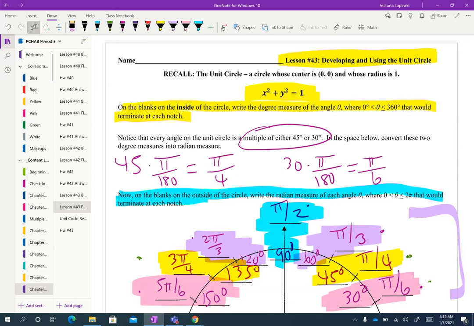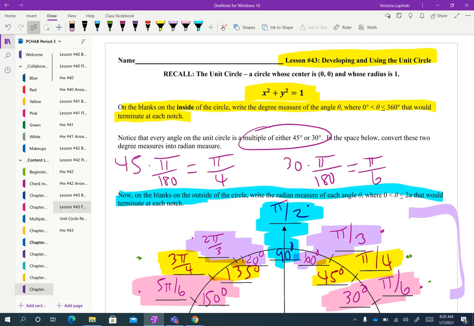All right, welcome everybody. Today we're going to do the second part of lesson number 43, which was all about developing and using the unit circle. Remember that last class we did the first 2 pages of notes live. I'm going to do a quick review of what we learned, and then we're going to work through the applications, after which you'll be totally prepared to go back and complete homework number 43.